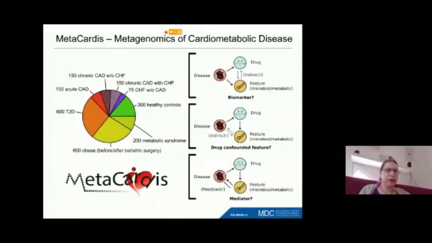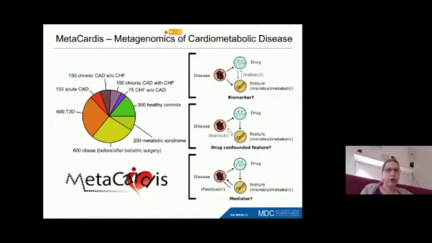After MetaHit concluded, another consortium started called Metacardis. It ran under EU funding from 2012 to 2018, and we are currently publishing the first papers to come out of this, which was intended as a successor project for MetaHit.